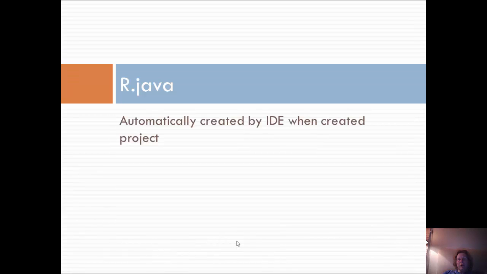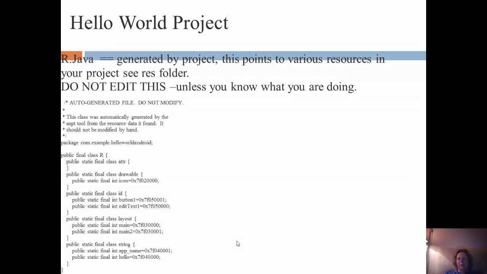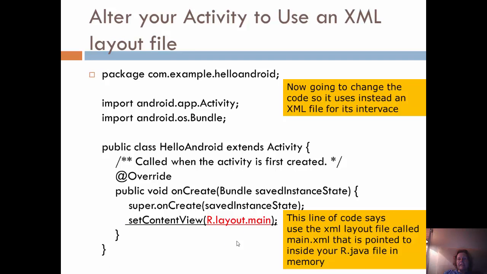So if you recall before when we were doing the XML file, I'm going to jump back to it. We said R.layout.main to specify the XML file. Well, we know the main.xml file is inside the layout directory. So that kind of makes sense, right? But what's this R business?